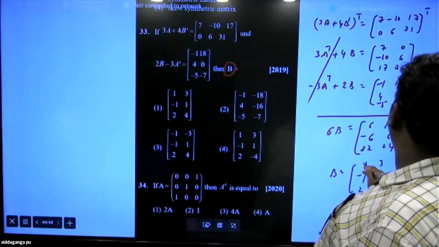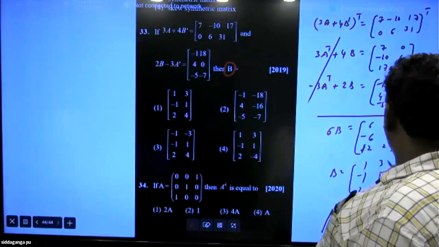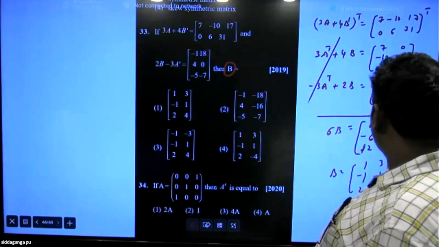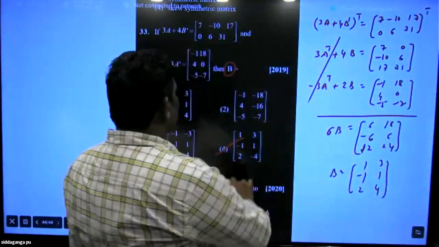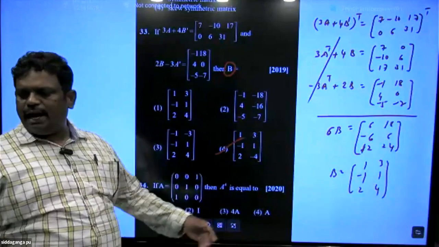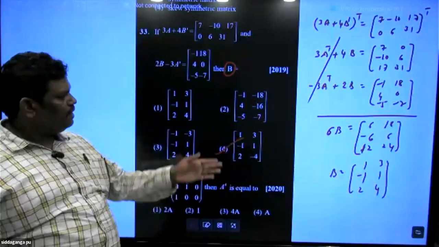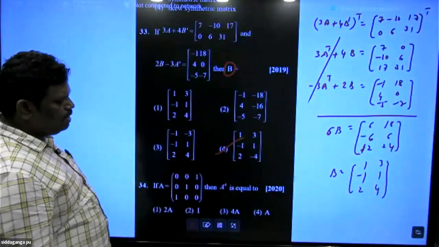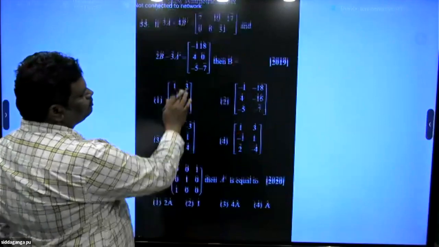Actually this one, 12 I think here. This value is 12. So that's why the answer is 1 3, minus 1 1 2 4. This is the answer for this one. The transpose, and we can add the two numbers, then finally you are getting the B value. Okay?